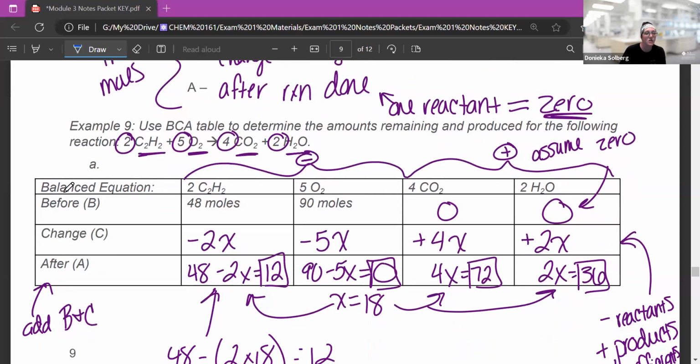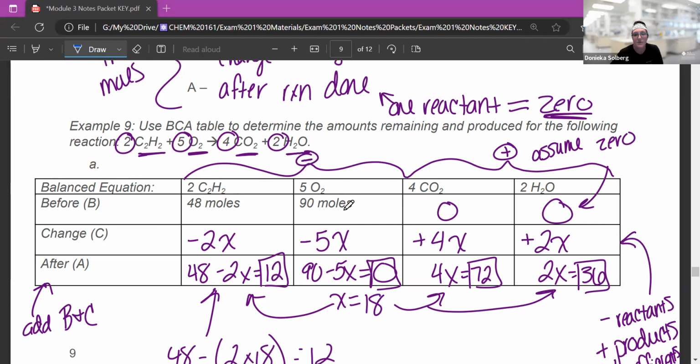So this is what you do. The first thing you do is write out your balanced equation. Okay, 2 C2H2, 5 O2s. This makes 4 CO2s and 2 H2Os. Okay, so I gave you these before the reaction occurs. I'm starting with 48 moles of this and 90 moles of this.